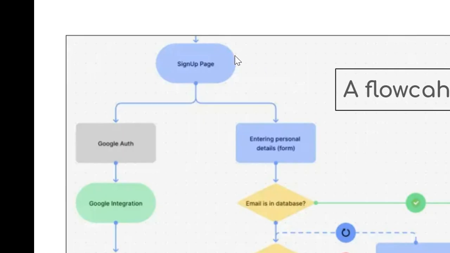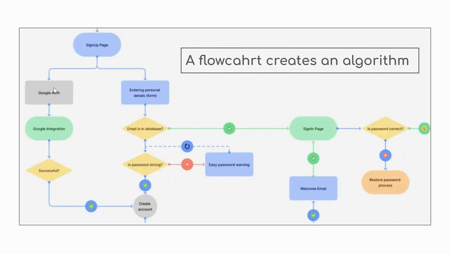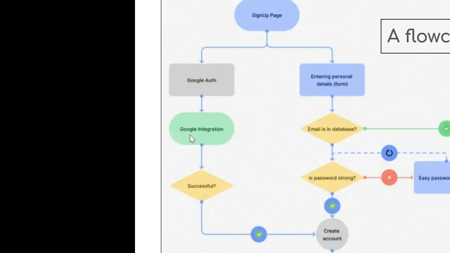In the very first step, the user would have a choice of either using Google authorization or entering their personal information. If they sign up with Google, they have an authorization. Next step would be the Google integration. Next step, is it successful? If so, then create the account.